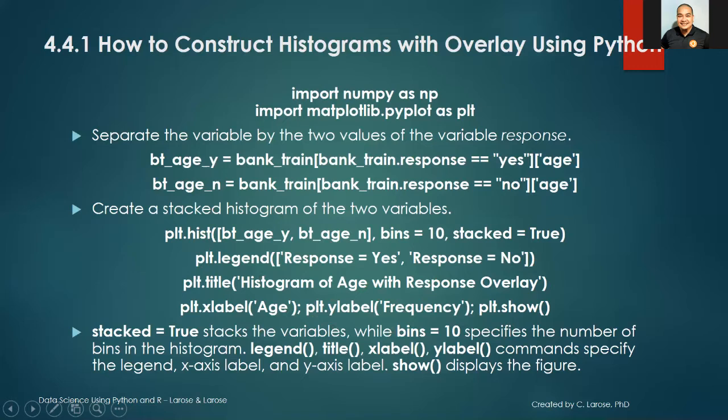For the hist command, the input stack equals true will stack the two variables while bins equals 10 specifies the number of bins in the histogram. The legend, title, X label, and Y label commands specify the values of the legend, title, X axis label, and Y axis label. Finally, the show command will display the figure.